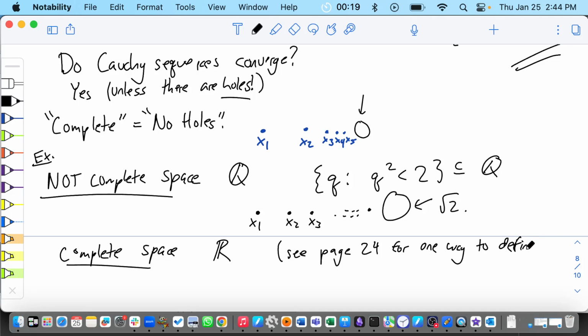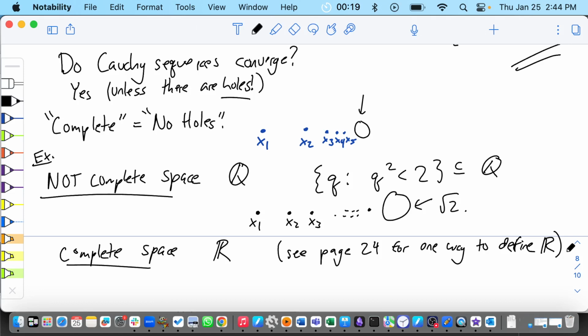On page 24 in the textbook, they tell you what it means to do the completion of a space. You start with a space with holes, and it tells you how to fix it by adding in all the holes. It ends up being kind of ugly, but that is one way to make R. And R by fiat is a complete space. All of the Cauchy sequences in R converge, because if one didn't converge, we would just add a new number there and say that's the number. Okay, great example.